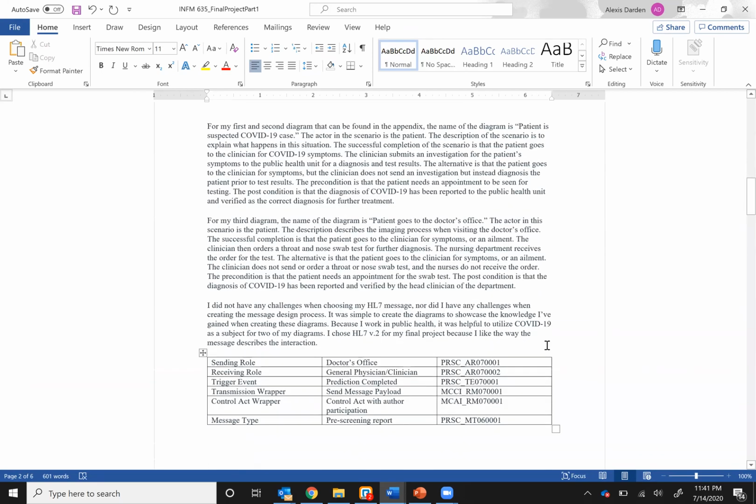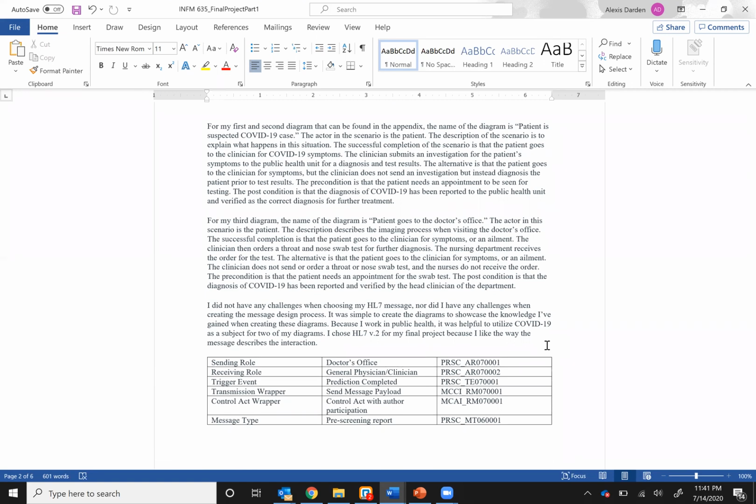So for my first and second diagram, which can be found in the appendix, the name of my diagram is the patient is a suspected COVID-19 case. The actor in the scenario is the patient. The description of the scenario is to explain what happens in this particular situation. The successful completion of the scenario is that the patient goes to the clinician for COVID-19 symptoms. The clinician submits an investigation for the patient's symptoms to the public health unit for a diagnosis and test results.